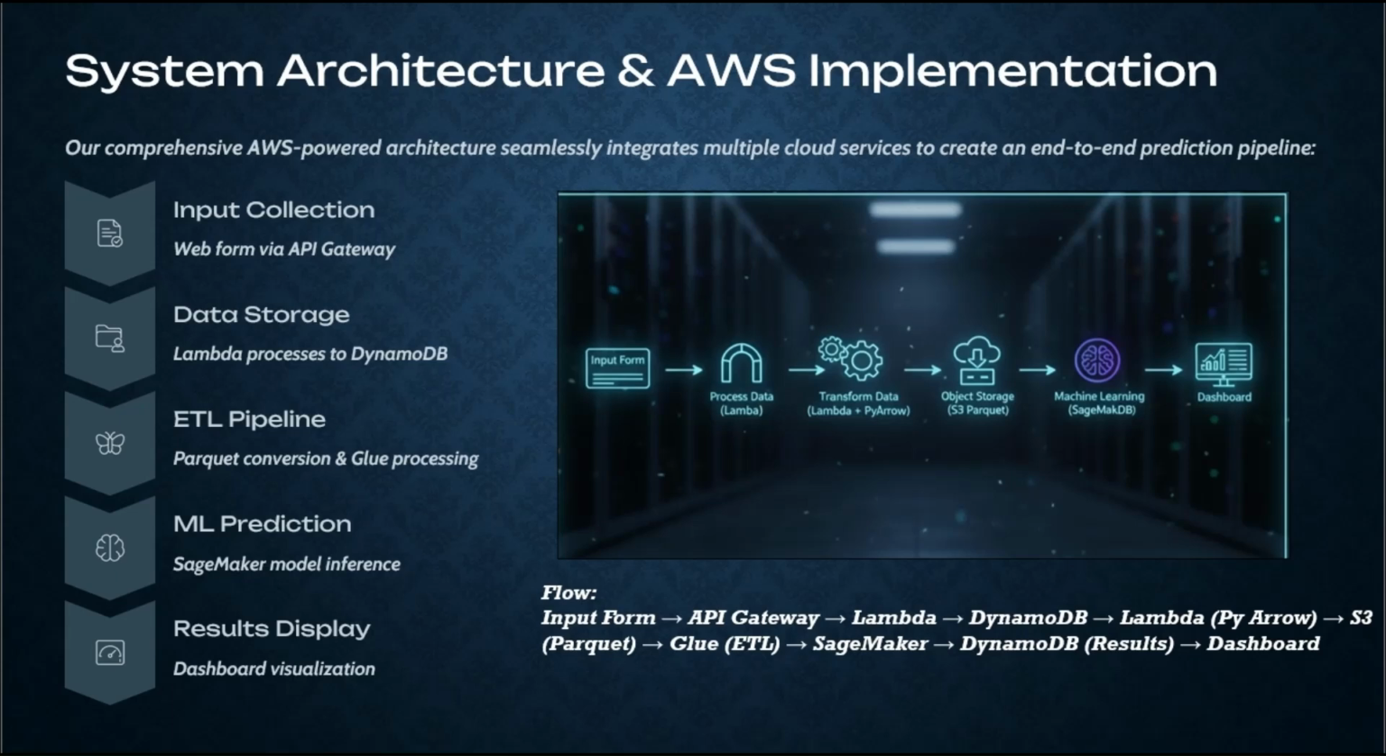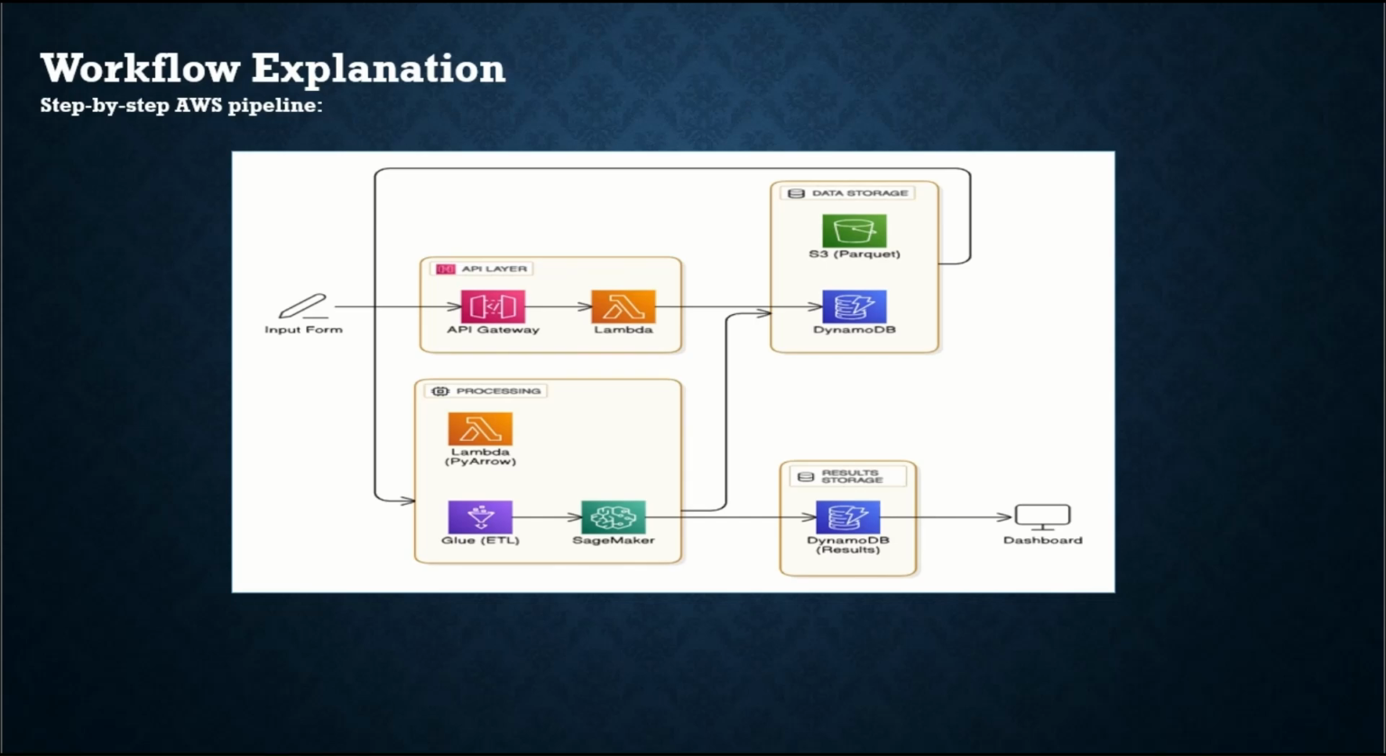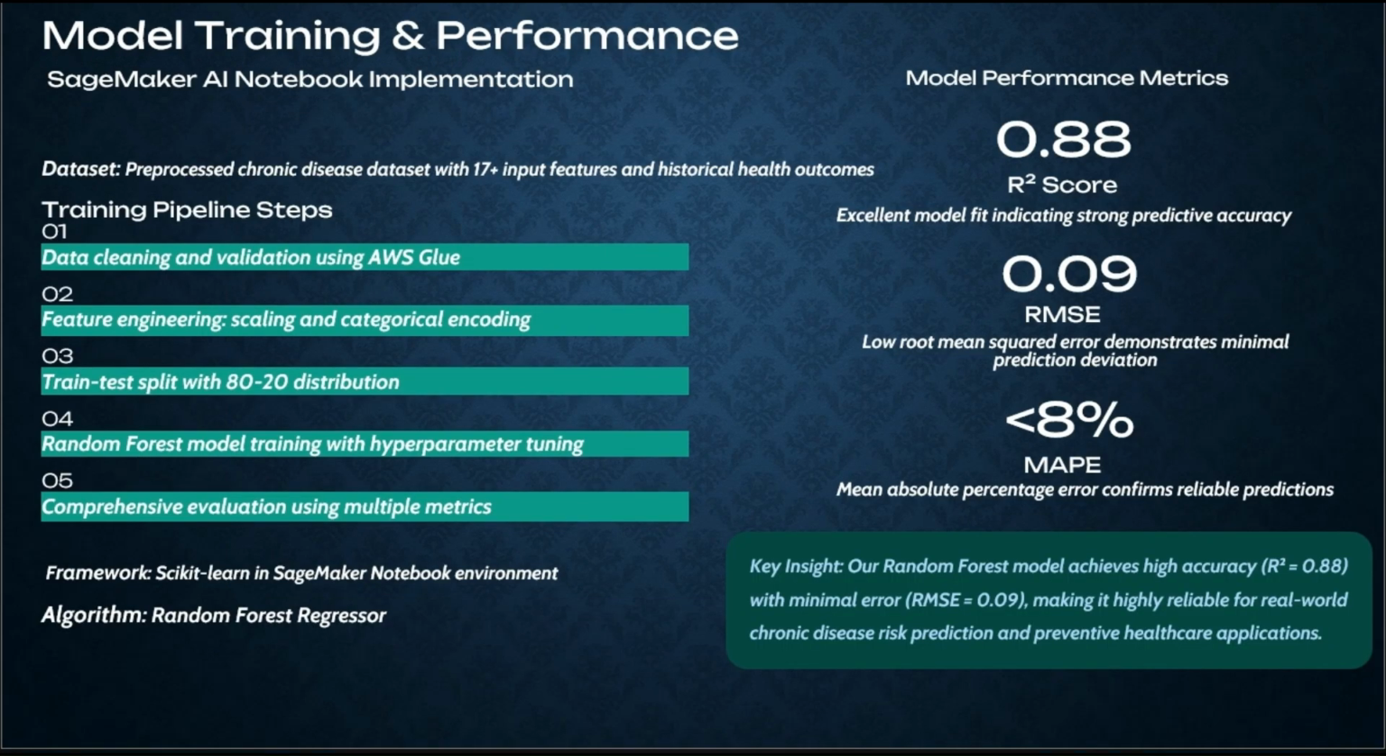And if we talk about the model performance metrics, we have taken R square, RMSE, and MAPE. So the R square for our model is 0.88, the RMSE is 0.09, and the mean absolute percentage error is less than 8%. So these results show that our model predicts risk with high precision, reliable enough for real-world preventive healthcare applications.